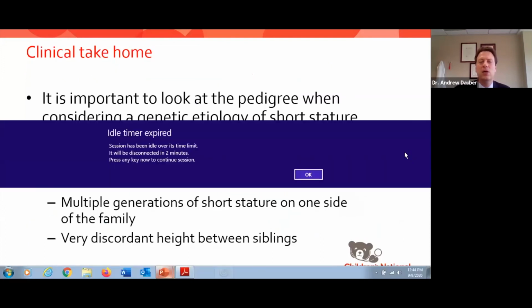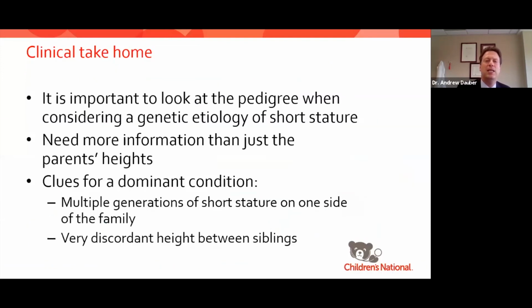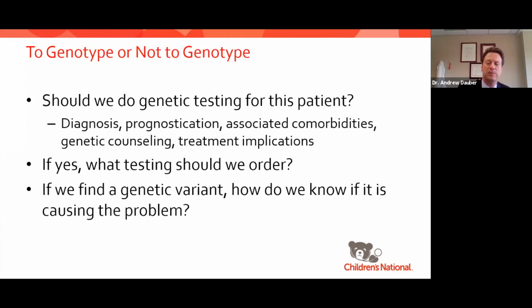So the clinical take home is that it's important to look at the pedigree when you're considering a genetic etiology of short stature. You need more information than just the parents' heights. You really need to look at the siblings. You need to look at multiple generations. If you have multiple generations with short stature on one side of the family, you should think of a dominant condition, and maybe we're more likely to find a genetic cause there. And if you have very discordant heights between siblings, that also would potentially favor a monogenic condition.